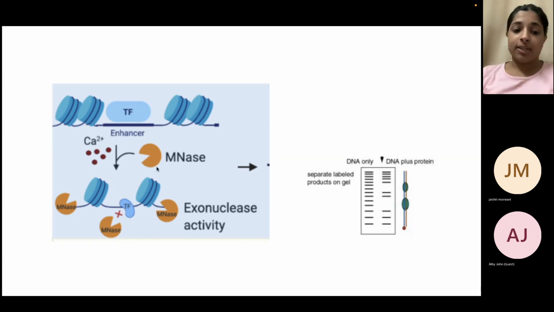If you use that, then only in the region where the protein is bound, there will be no cutting. Otherwise, the nuclease will be able to cut the DNA at every other region, because of which, if the DNA has no protein bound to it, very small fragments of differing sizes are produced. This will lead to the smear.